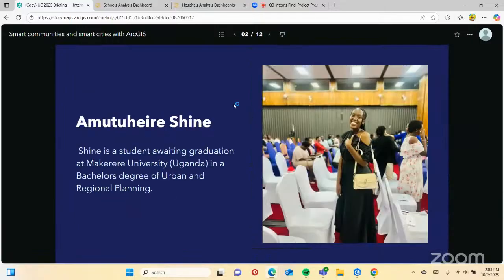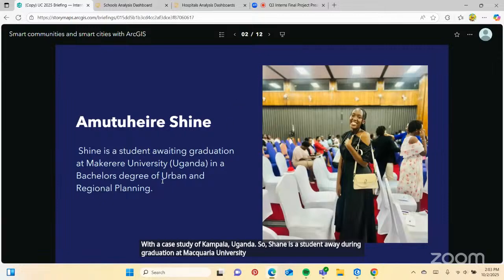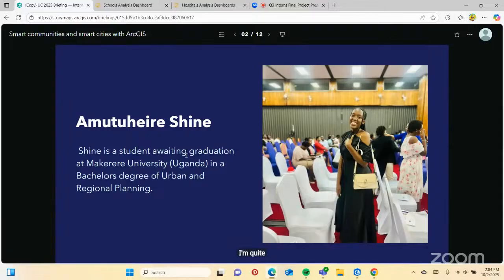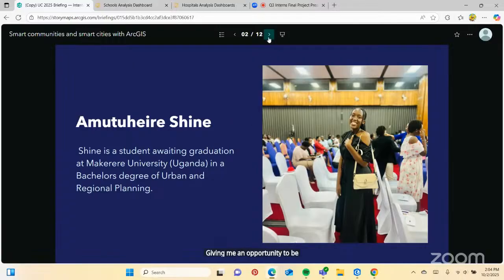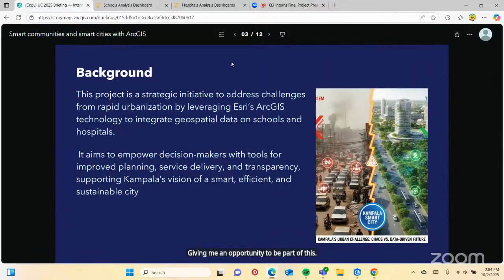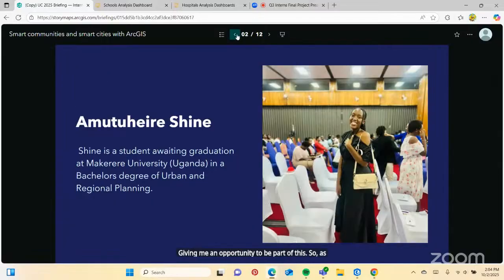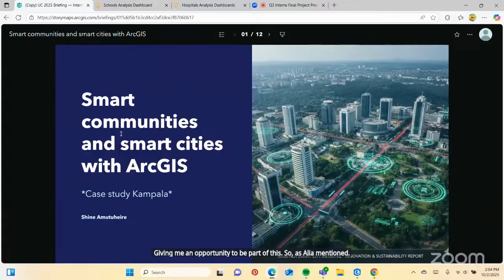So Shane is a student awaiting graduation at Makerere University in a bachelor's degree of urban and regional planning, and quite passionate about GIS, hence my being in this presentation. And I take this opportunity to appreciate Esri Eastern Africa and the whole Esri team for giving me an opportunity to be part of this. So as I earlier mentioned, my topic is smart communities and smart cities with ArcGIS.